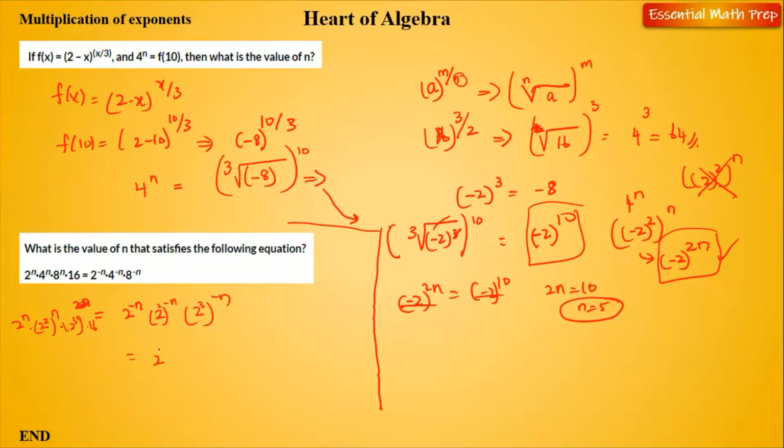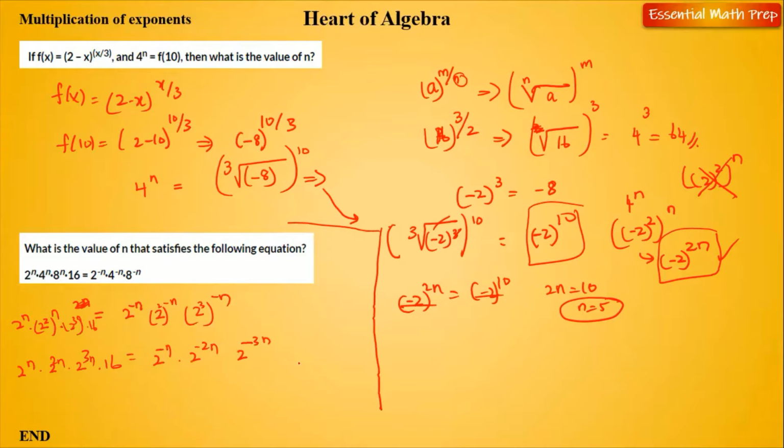This is the same as 2 power negative n times 2 power negative 2n, 2 power negative, what is it, 8n? No, negative 3n, right? This is equal to 2 power n times 2 cubed, sorry, 2 power 2n times 2 power 3n times 16, right? Let's not worry about the 16 for now, okay? Let's just get rid of the 16 to one side, okay?